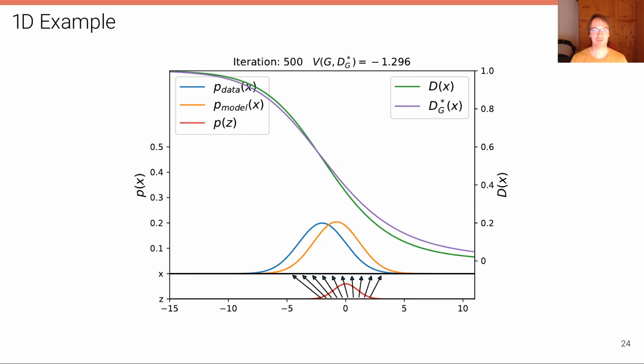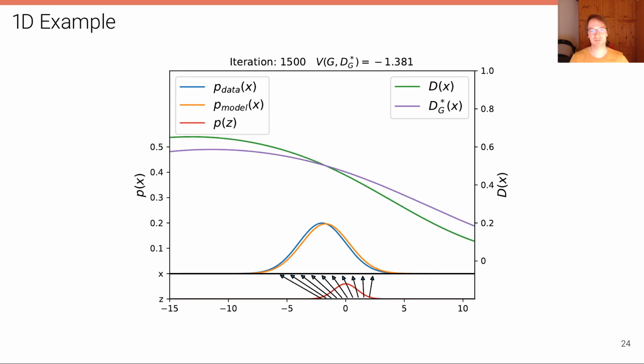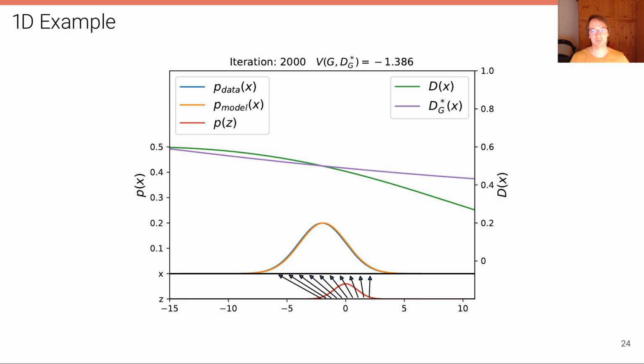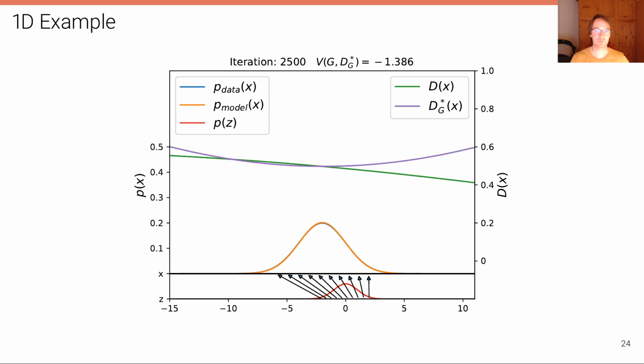So after the first iteration, we see the estimated discriminator and the optimal discriminator are roughly aligned. The training criterion reduces, and it reduces even further until we reach minus 1.386, and the discriminator that we have trained and the optimal discriminator for this particular setting are almost identical.